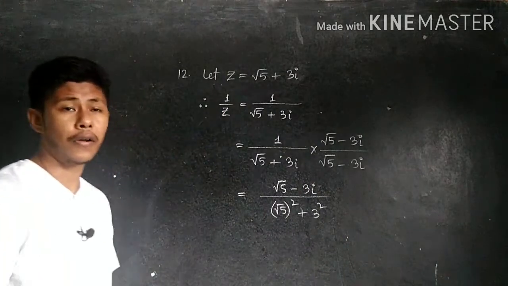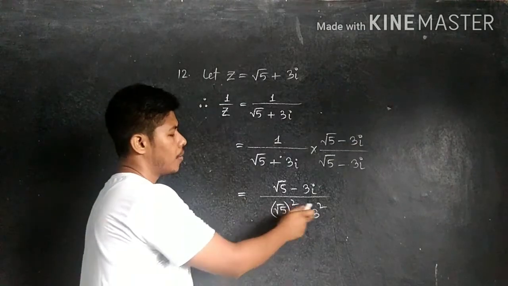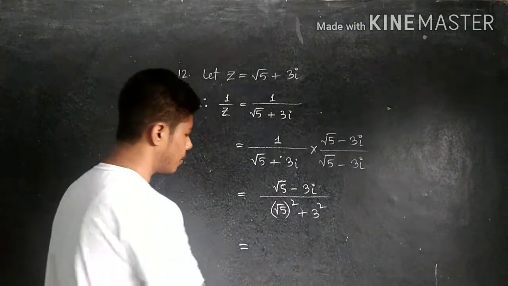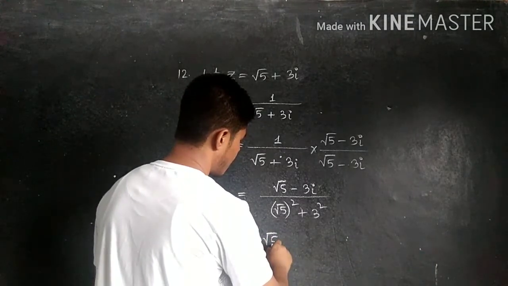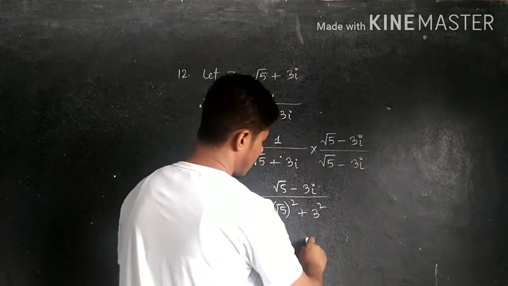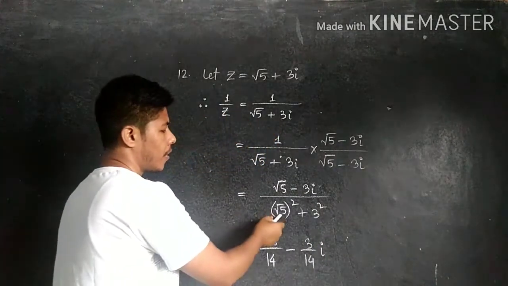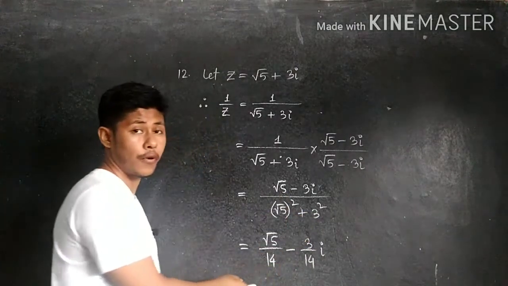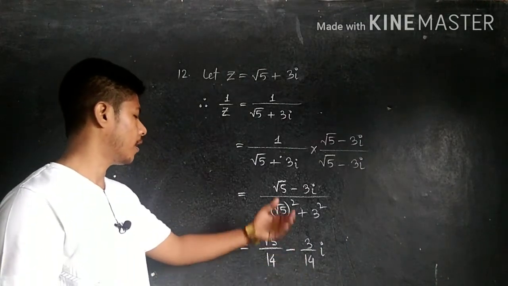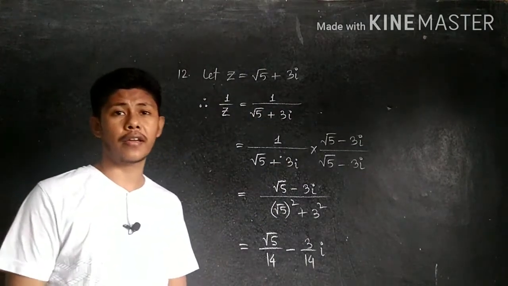Okay, now separate this into two parts, real and imaginary. First, 3 square is 9, and 5 plus 9 gives 14. So we get root 5 by 14 minus 3 by 14i. Is it clear? This is the multiplicative inverse of the complex number root 5 plus 3i. Okay.